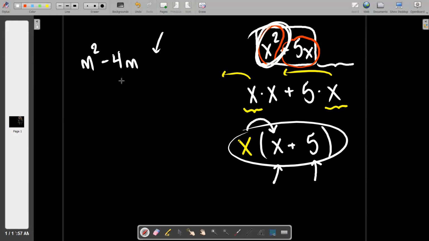These are actually easier. So what can I pull out of both of these terms? I put the m out front and I undistribute. What would have to go in the first spot? What would make that equal m squared is m. And then I copy the minus sign. And what would have to go in the second spot? A 4.